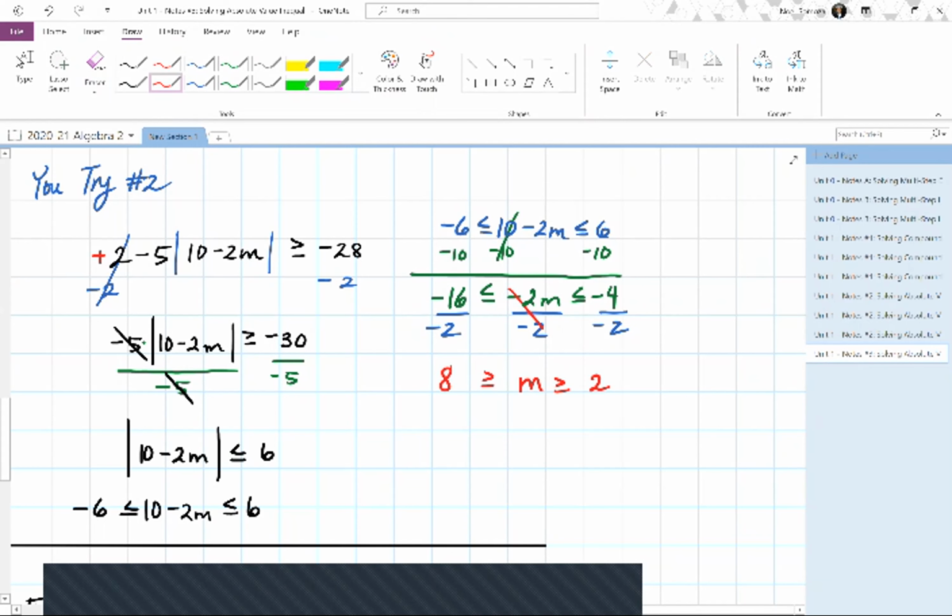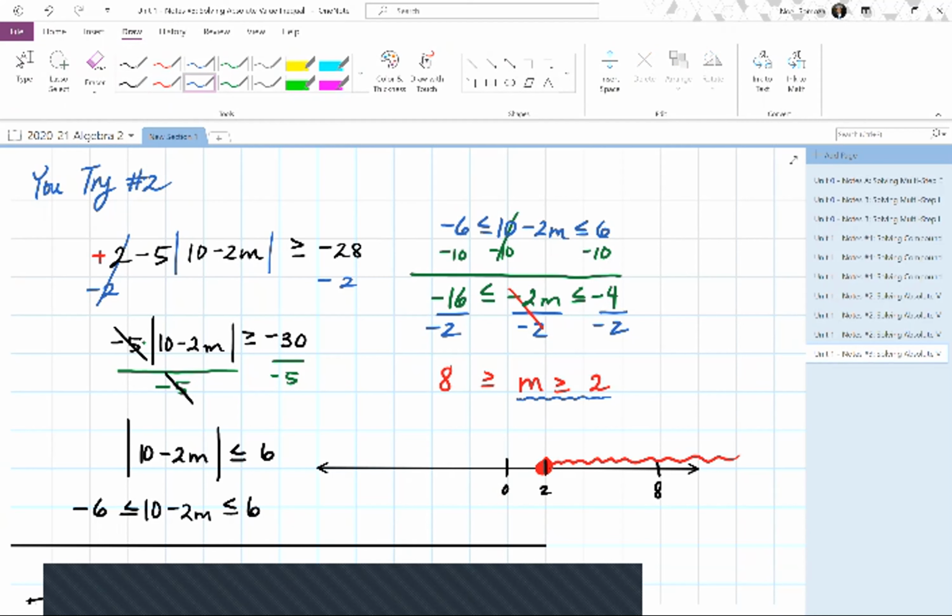Okay, so now we have these two statements that need to be read, right? So m is going to be greater than or equal to 2, all right? Let's go ahead and put that down on our number line graph. So here's 0, here's 2. Let's put 8 over here. So at 2, that's going to be a closed circle, and we want m to be greater than, right? M greater than, so we shade to the right.